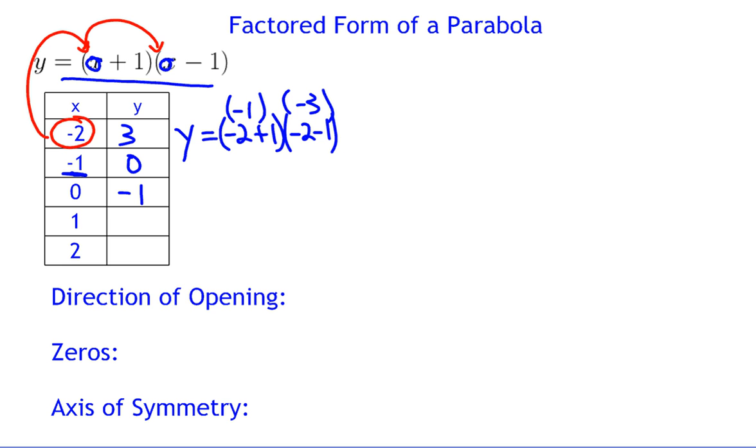Let's substitute a 1 into the equation. So a 1 in here, 1 plus 1 is 2. 1 minus 1 is 0. 2 times 0 is 0. And then lastly, we'll look at substituting a 2 into the equation. So a 2 here and a 2 here. 2 plus 1 is 3. 2 minus 1 is 1. 3 times 1 works out to 3.